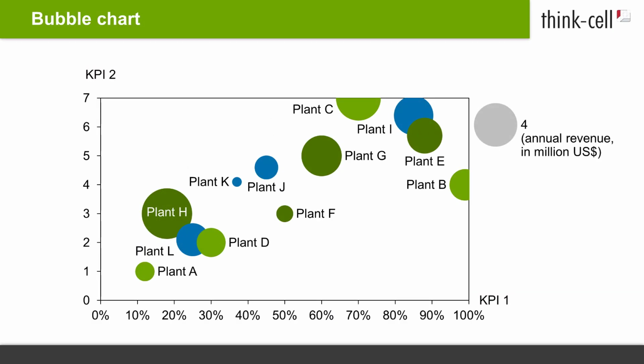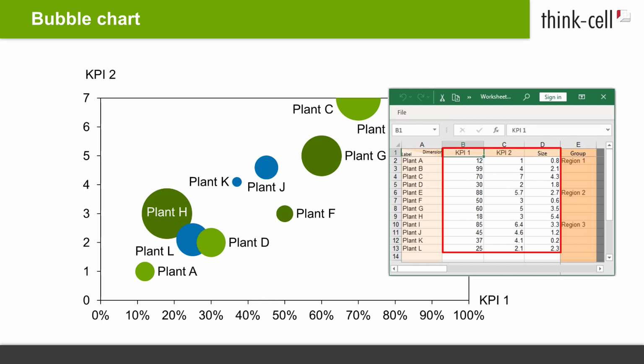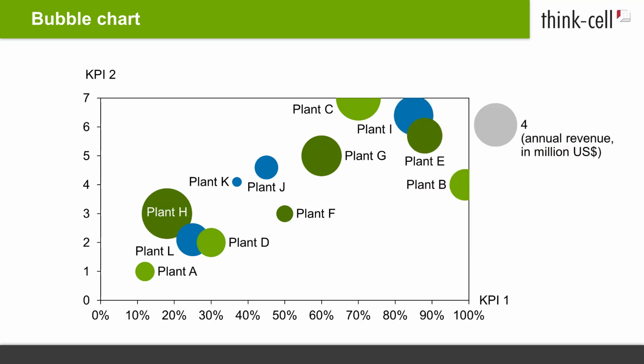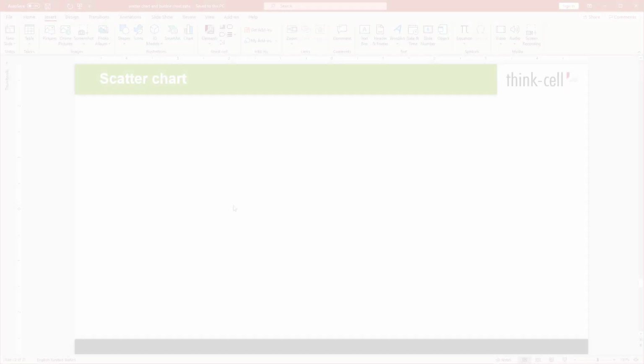The bubble chart is a variant of the scatter chart, with data points marked by bubbles. It is based not on pairs, but triplets of data, with the third data series determining the size of the bubble. To stick to the example, a bubble chart could display the relationship between two KPIs and the annual revenue, represented by the bubble size. Let's see how you can build these chart examples step by step.